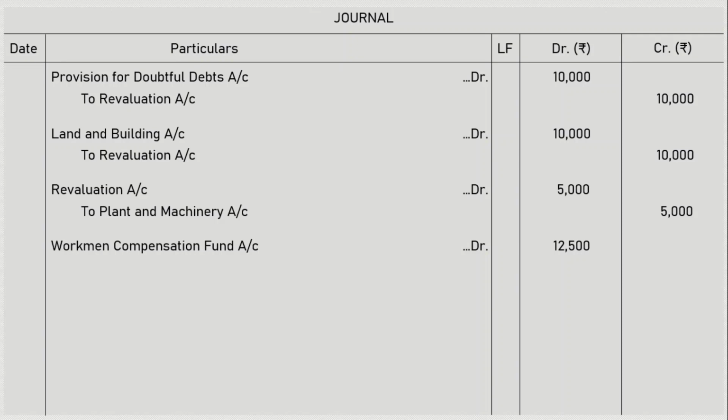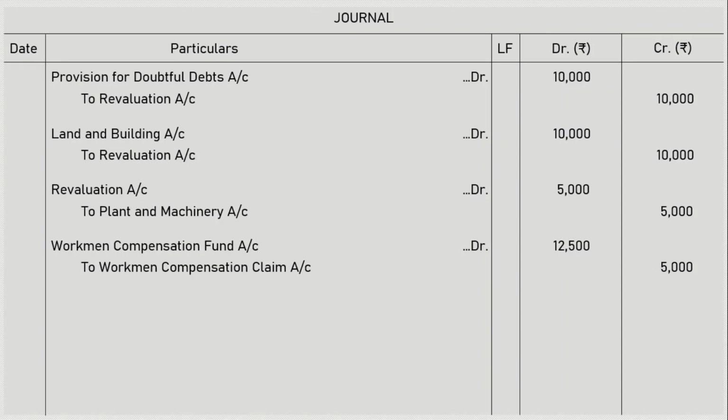Now from this fund, first we need to pay the outsider. First we need to pay our liability. So the workman compensation claim is rupees 5,000. Now deduct this amount, we get rupees 7,500 left with us.